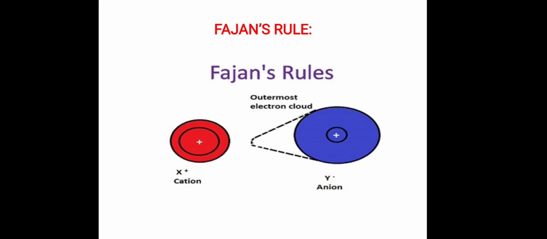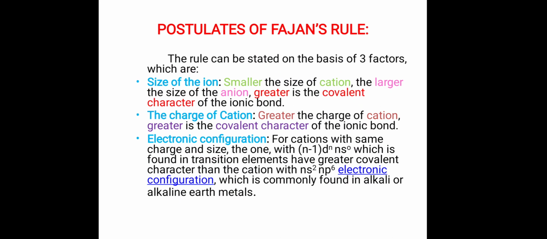Fajan's rule. Fajan put forward four rules which summarize the factors favoring polarization and hence covalency. Postulates of Fajan's rule. The first rule is that a small positive ion favors covalency, or small size of the cation leads to covalency. So if you take the alkali metals lithium plus, sodium plus, potassium plus and cesium plus, lithium plus is more covalent because of the first rule: a small positive ion favors covalency.